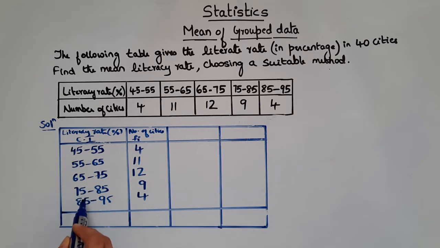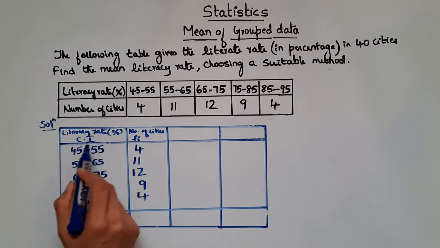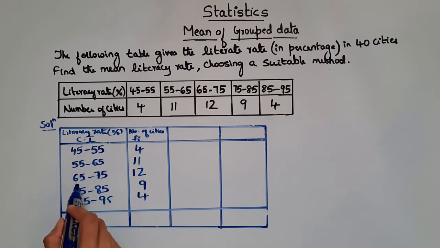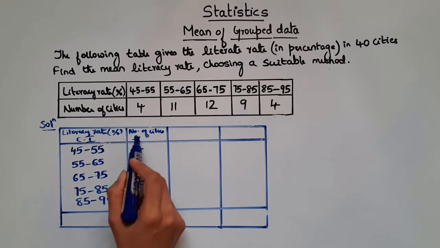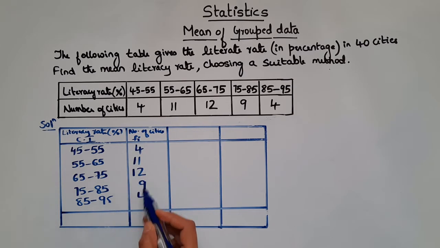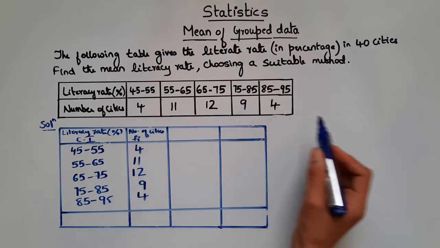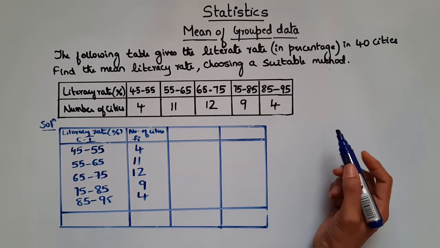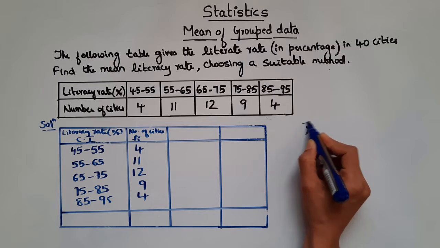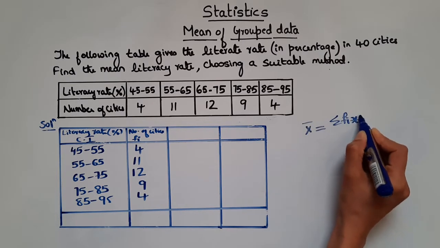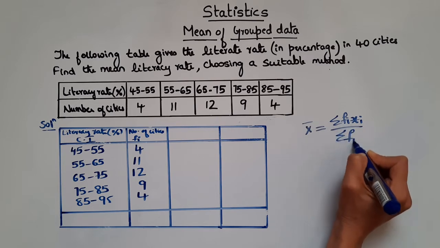So first thing is to write what is given as it is. So we have literacy rate in percentage, which is nothing but your class interval. So 45 to 55, 55 to 65, 65 to 75, and so on. And we have number of cities, which is nothing but the frequency, Fi. So 4, 11, 12, 9, 4. So here if you see, numbers are not bigger numbers, right? So we can go for direct method. So in direct method, we know mean is found by using formula. Mean is equal to sigma Fi xi by sigma Fi.